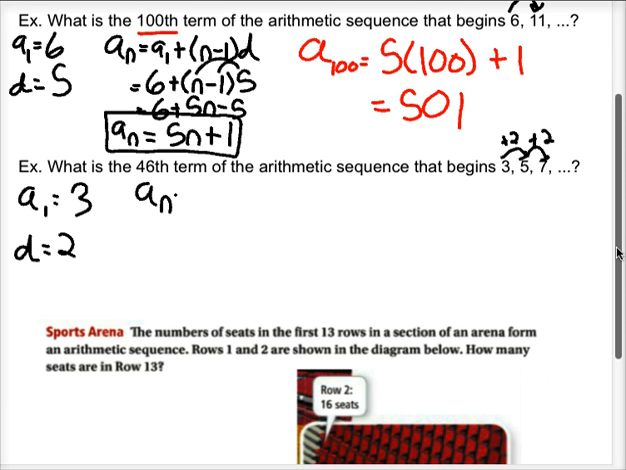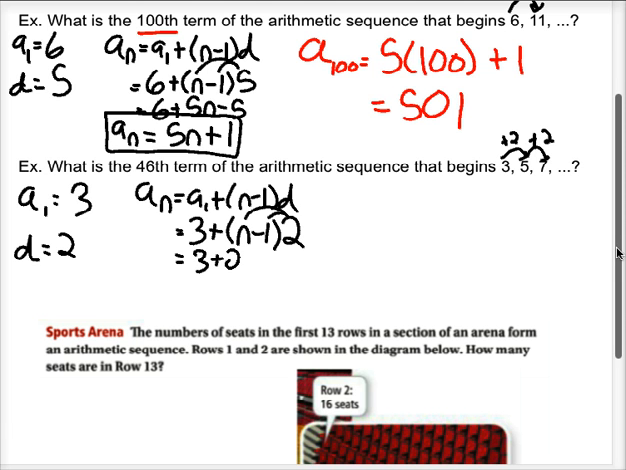So, when I'm using my formula, now I'm going to plug everything in. So A1 is 3. My D is 2. Now again, let's clean it up a little bit. So distribute that. So we get 3 plus 2n minus 2. So this time I get this for my explicit formula.